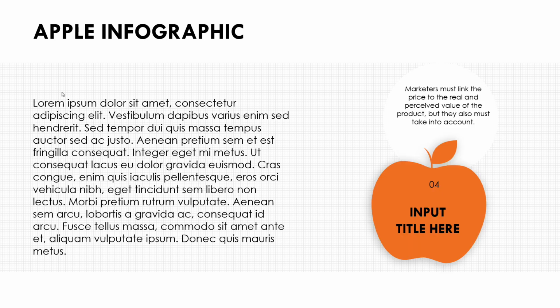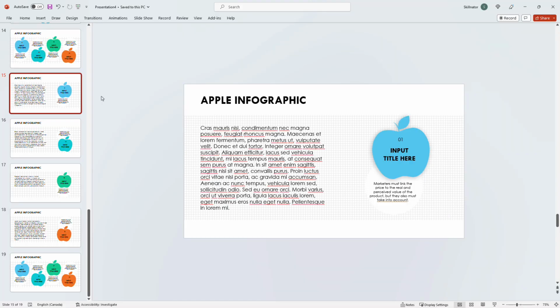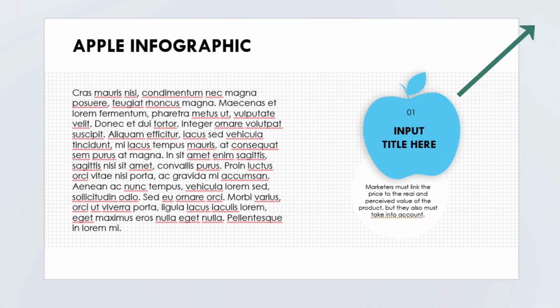Currently, the slides are jumping from one to another in a normal way. We want to give these apples a floating effect. Take an example of slide 15 and 16. When we move from slide 15 to 16, I want the blue apple to float out towards the top right and the second apple to float in from the bottom.